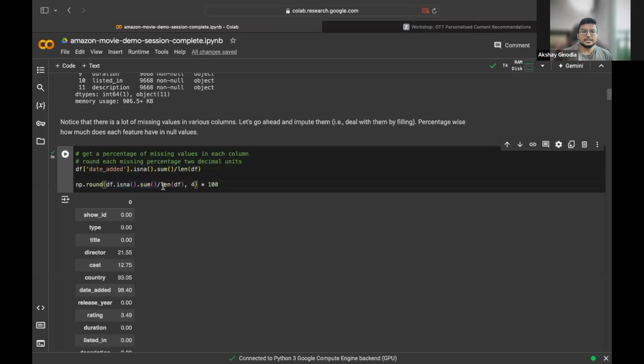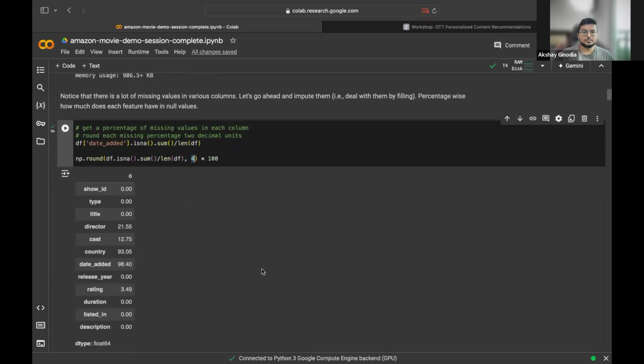Then I'm calculating the length of the data frame. That means total number of rows. So if 7 are non-null out of 10, this is going to give me 7 by 10. It's a fraction, which is why I'm multiplying by 100 to get to a percentage number. And np.round is just a helper function which keeps our value to 4 digits.